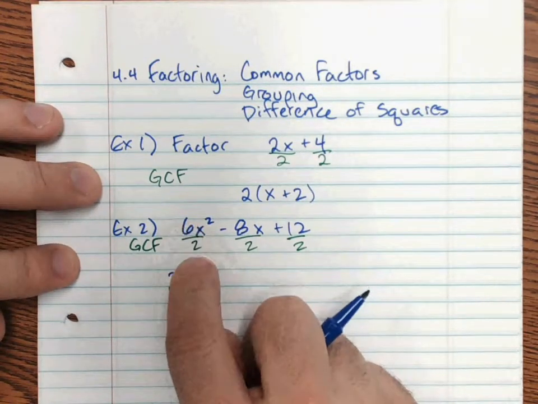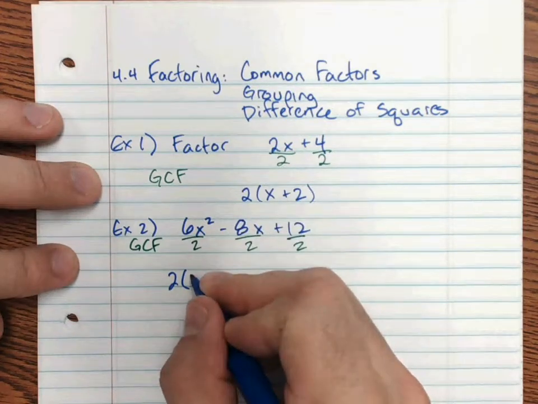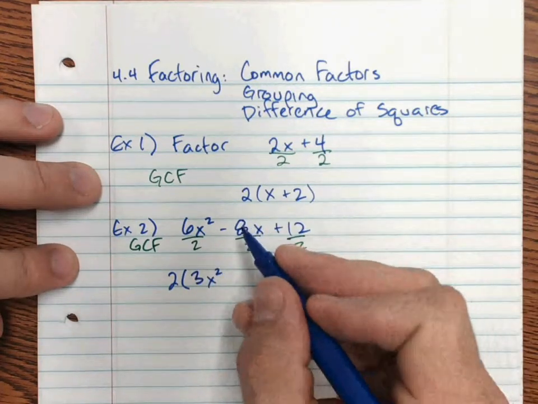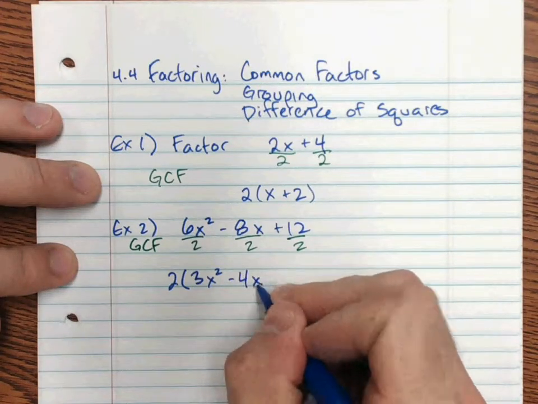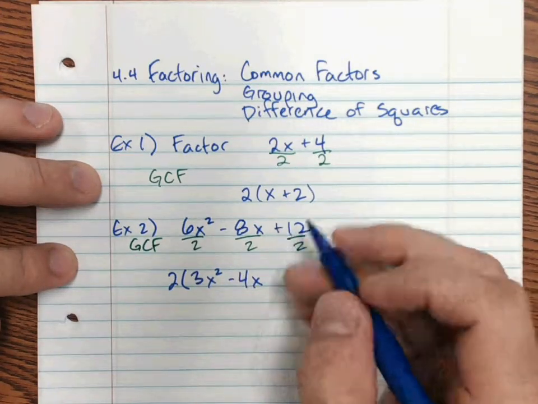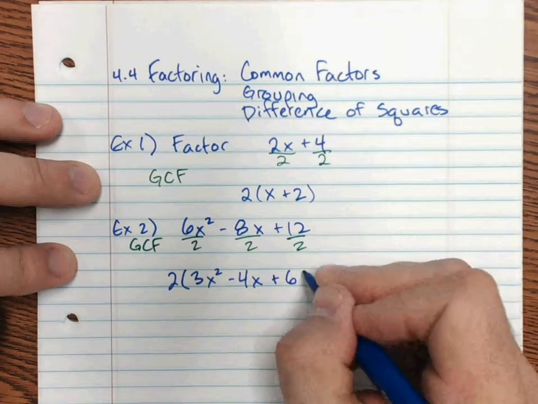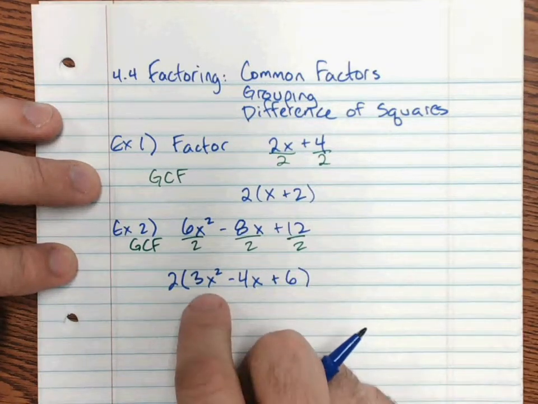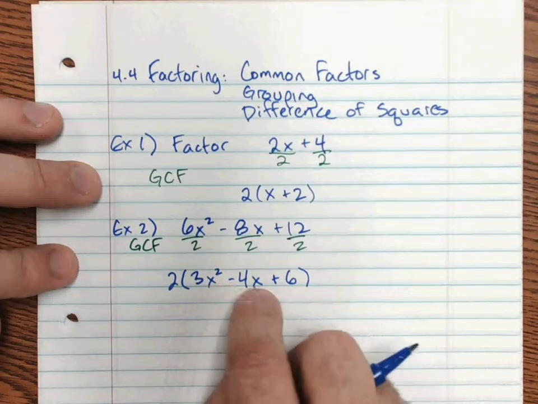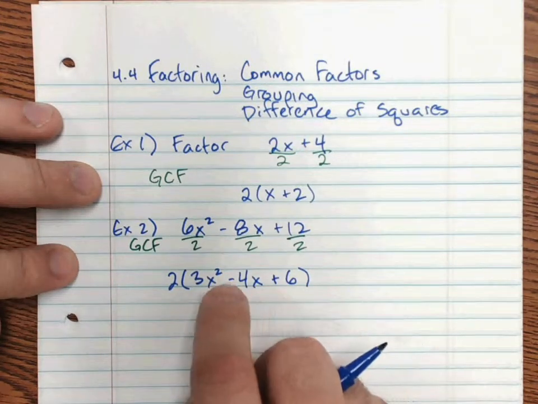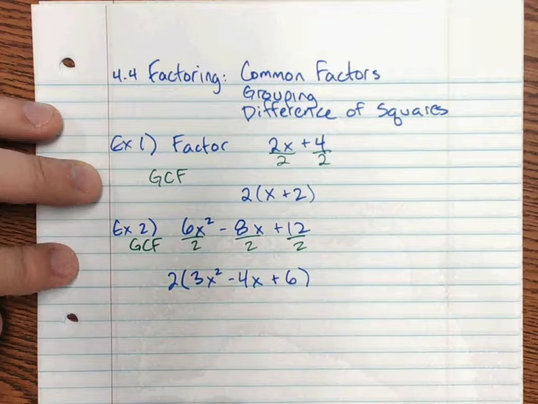So 6x squared divided by 2 leaves me with 3x squared. Negative 8x divided by 2 leaves me with negative 4x. And 12 divided by 2 leaves me with 6. So for today's lesson, we are not going to attempt to further break apart this inside thing. We're just looking for greatest common factors at this point. Okay?